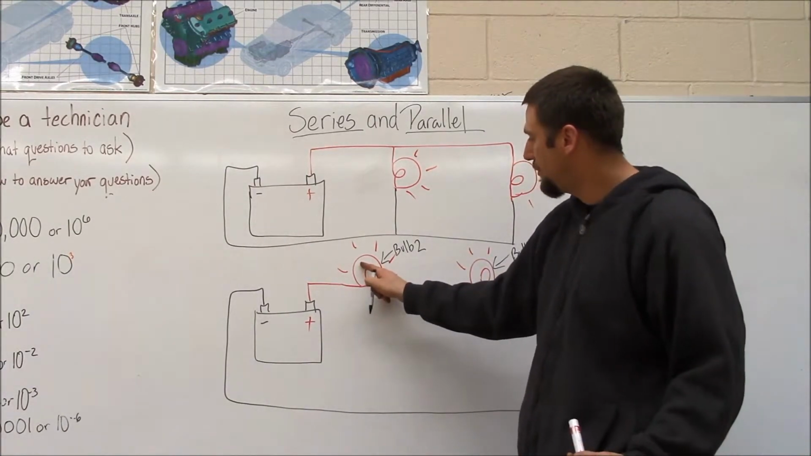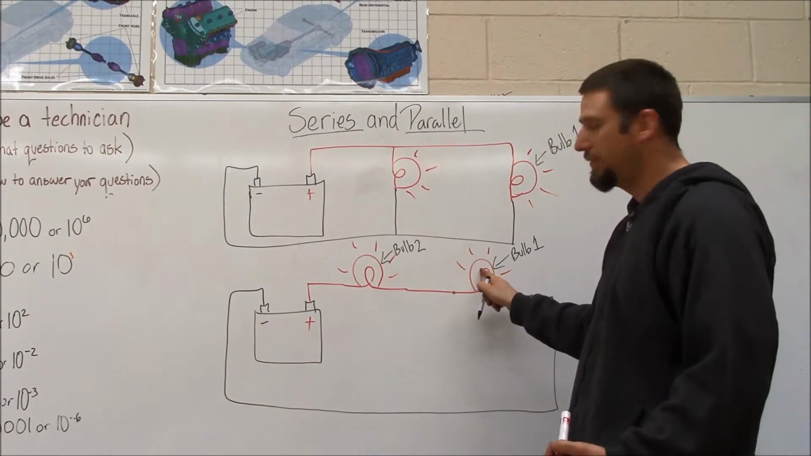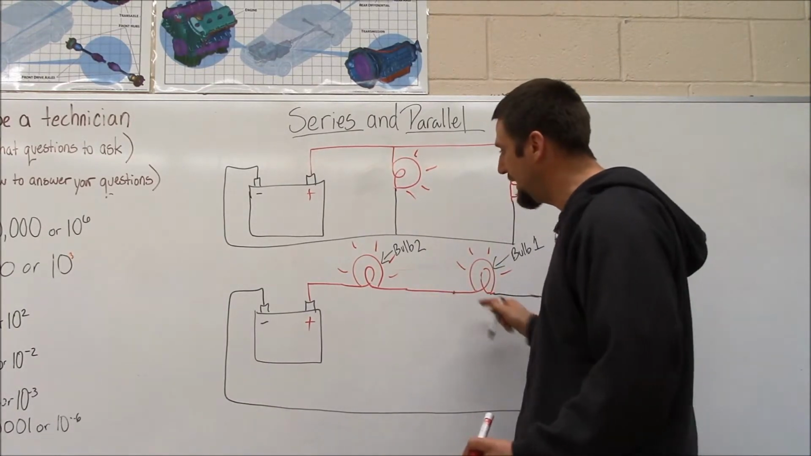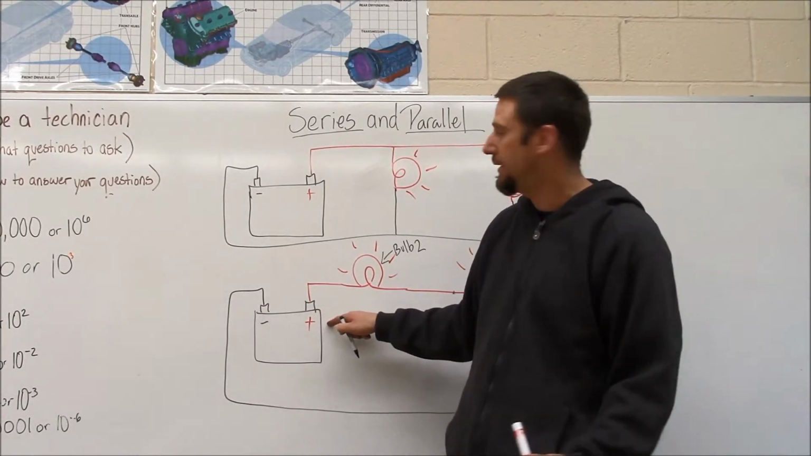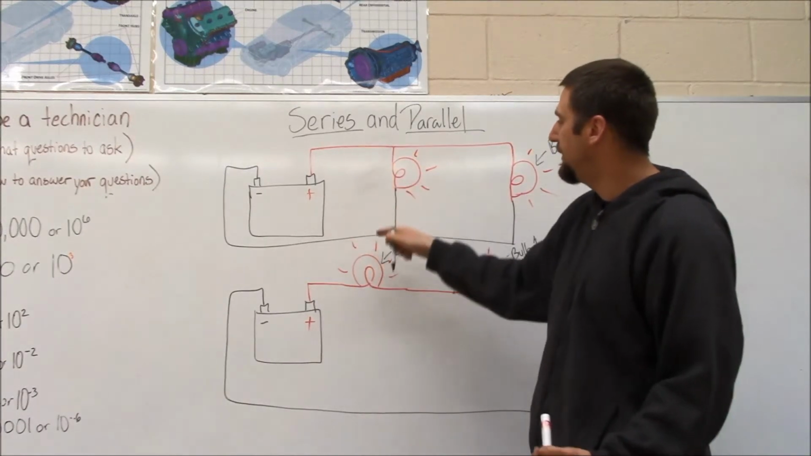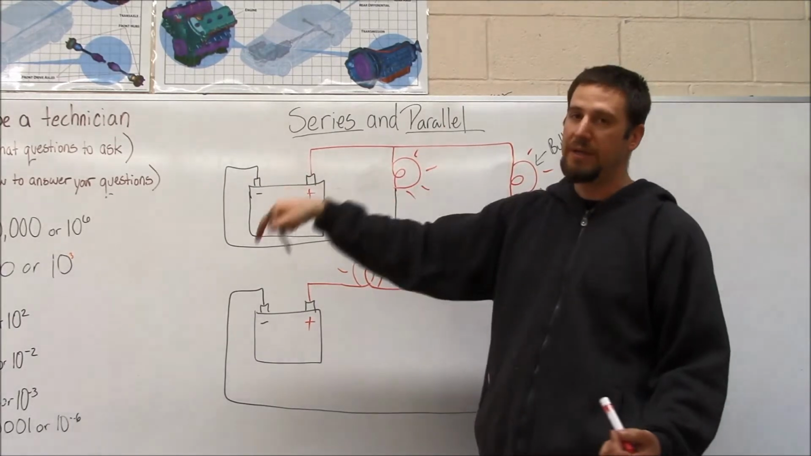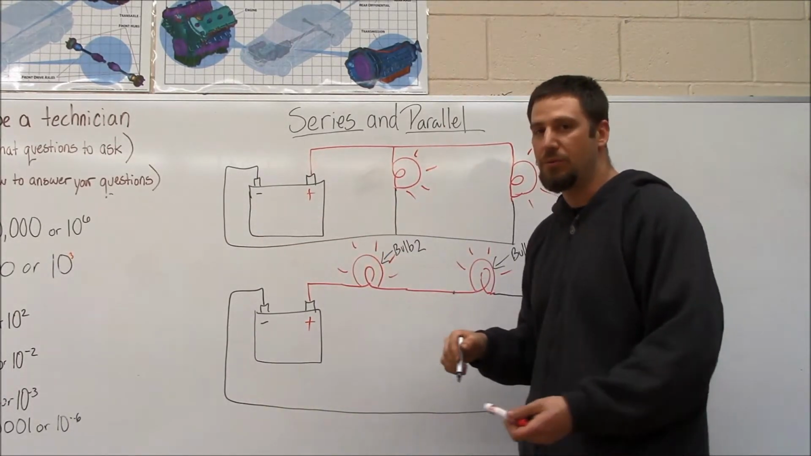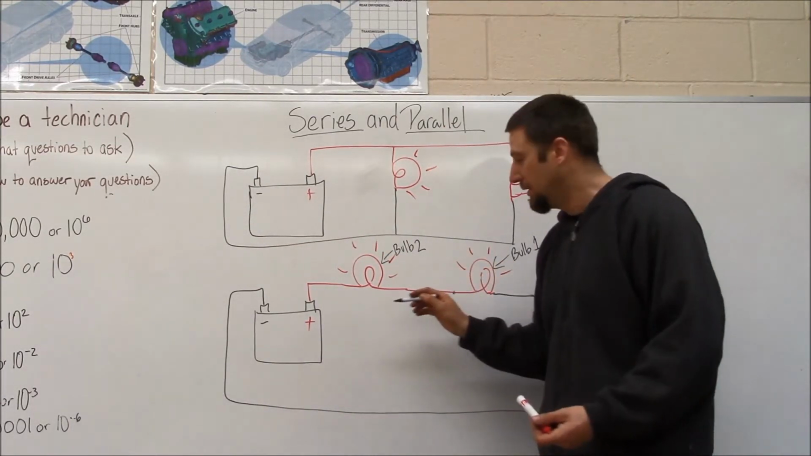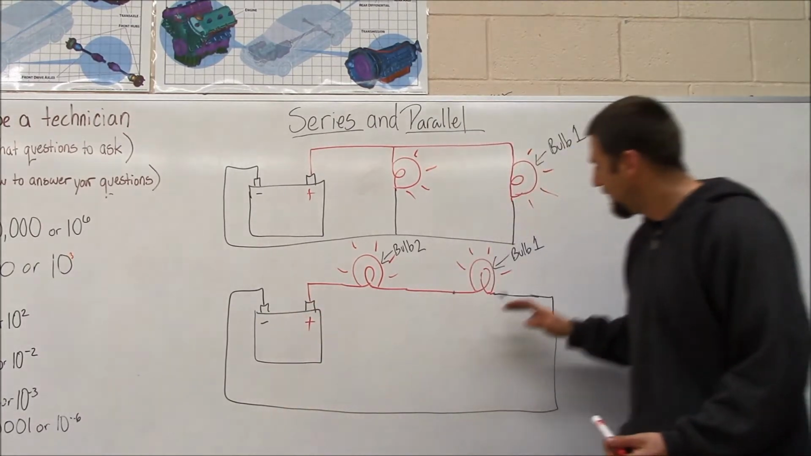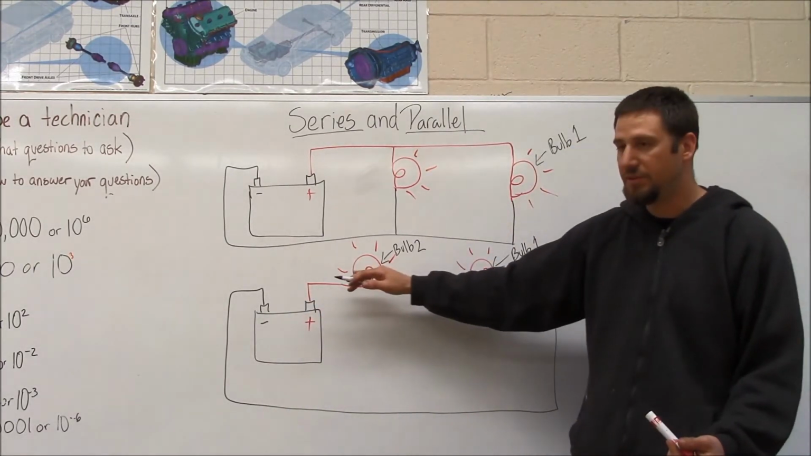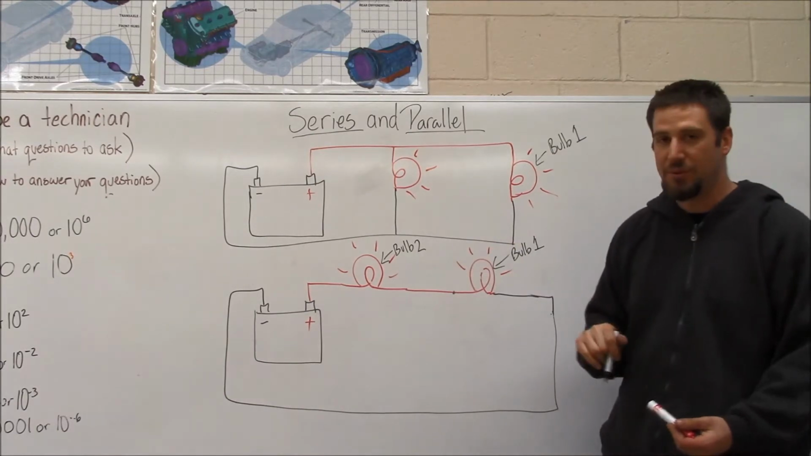Electrons going through bulb 2 have to go through bulb 1 first, and that's what makes this circuit a series circuit. Okay? In the parallel circuit, any electrons that went through bulb 2 or bulb 1 were going right to the battery. They were not going back through another load in the circuit. But in a series circuit, there are multiple loads, and the electrons have to pass through each load.